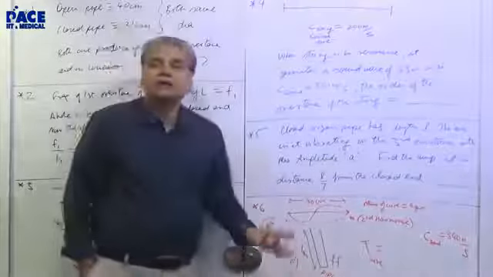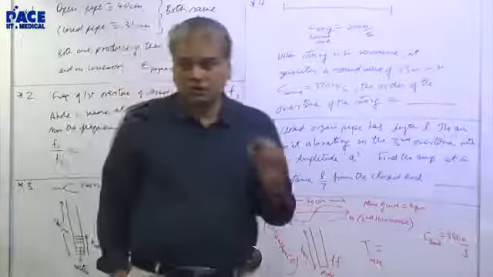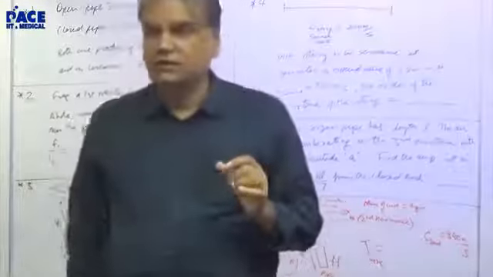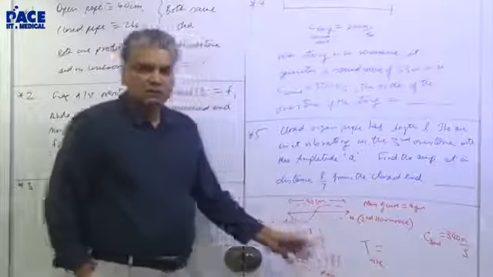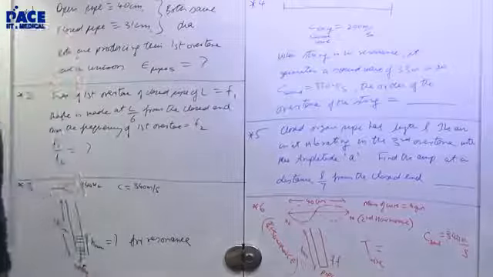And wherever diameter or end correction is not given, just ignore it. Usually it is pretty small. If you want to find it out, you can. Otherwise, ignore it, like in the last question. Okay? So let's do these questions.